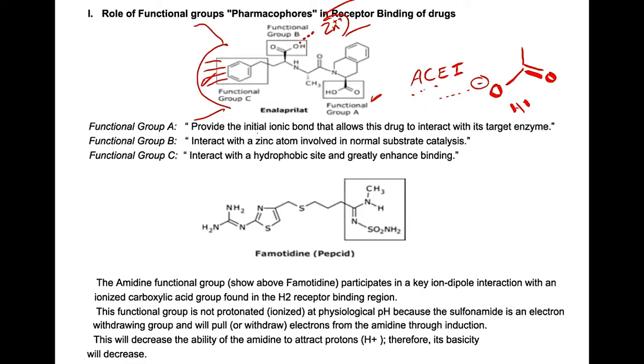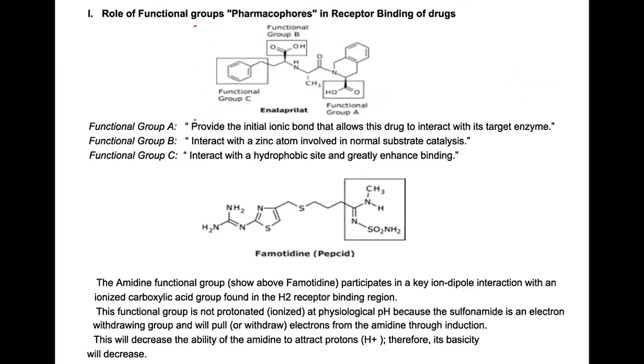So in enalaprilat, the presence of function group A helps in the ionic interaction with the target receptor. The presence of function group B helps in the interaction with the zinc part of the target receptor. And the presence of function group C is important to make the hydrophobic interaction with the target receptor. So this lets the drug bind to the ACE receptor and then give its action, which is to decrease the intrinsic activity, that is, inhibit the enzyme action.